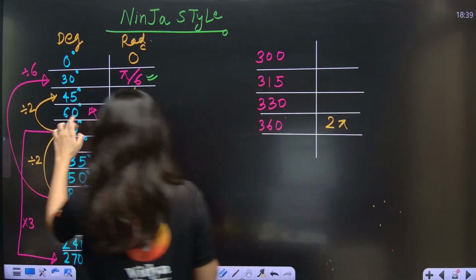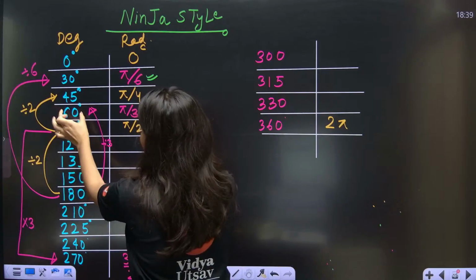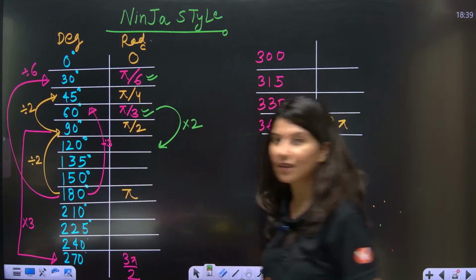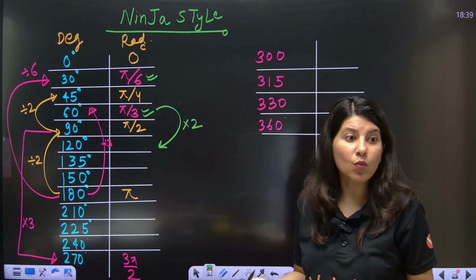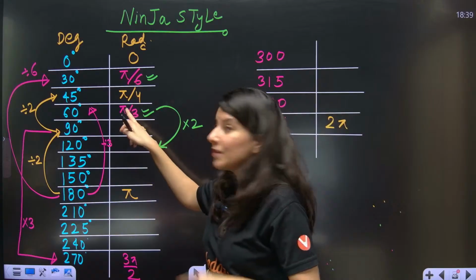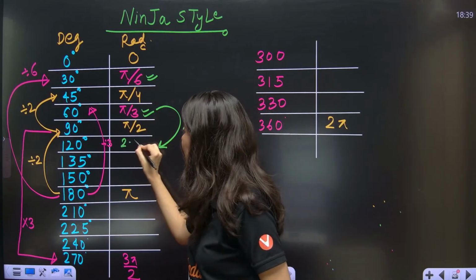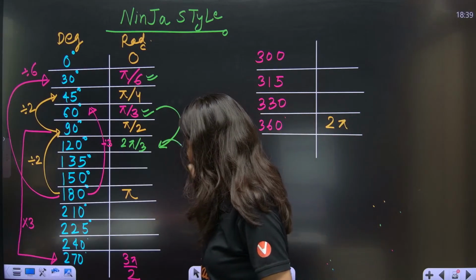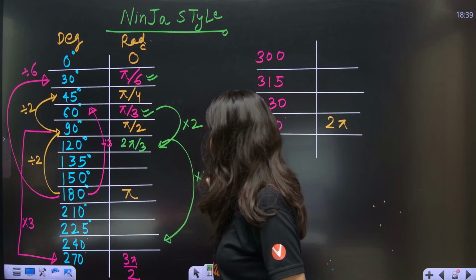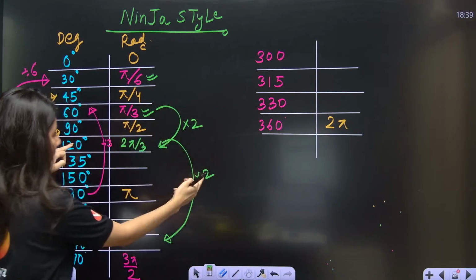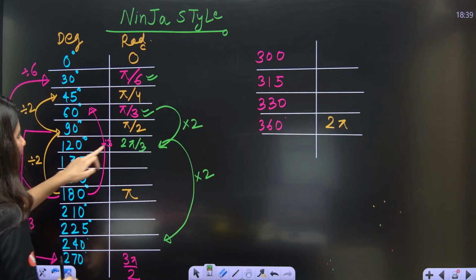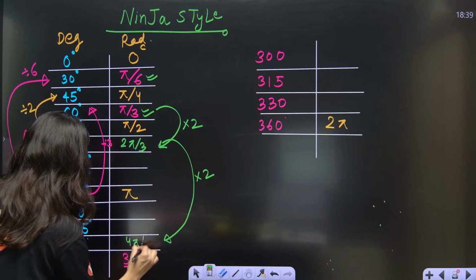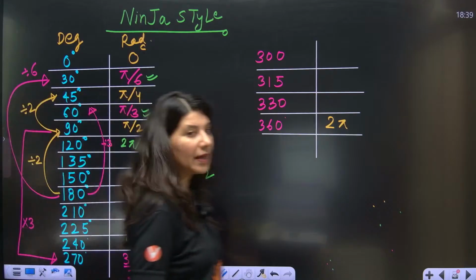Okay, now one more thing. This is your 60 degree. If you multiply by 2, what will you get? You will get 120 degree, right? So pi by 3 multiplied by 2 will give you 2 pi by 3. And one more thing: multiply 120 degree by 2. So 240 degree. So 2 pi by 3 into 2 is nothing but 4 pi by 3.